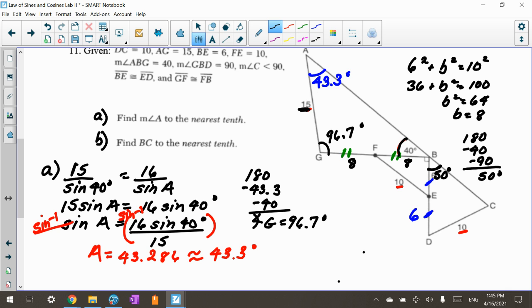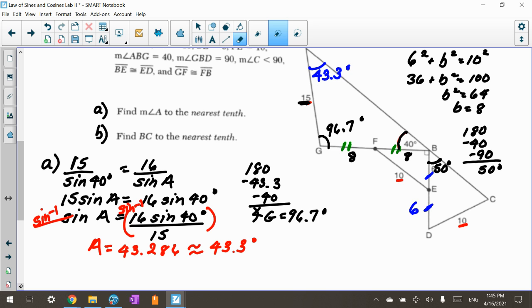Okay? That's cool that I know that. So I know this side's 16, I know this is 15, and I know all three angles. That's cool. All right, so let's see what else they want us to do. It's kind of like a puzzle. That's what I love about this.